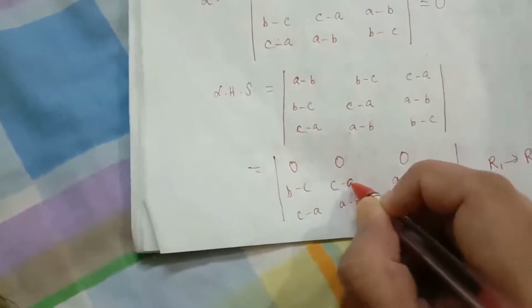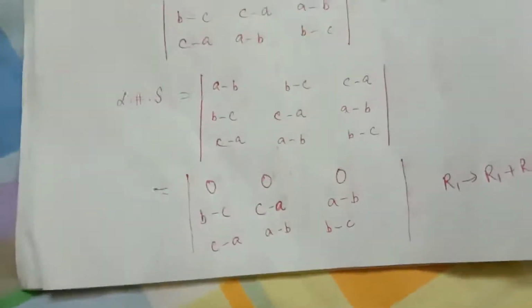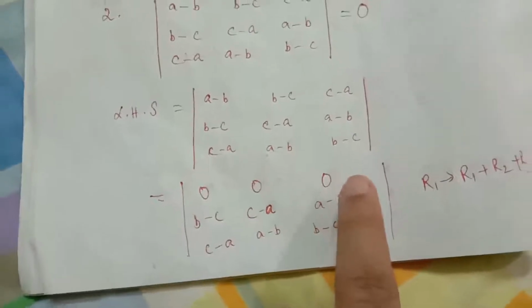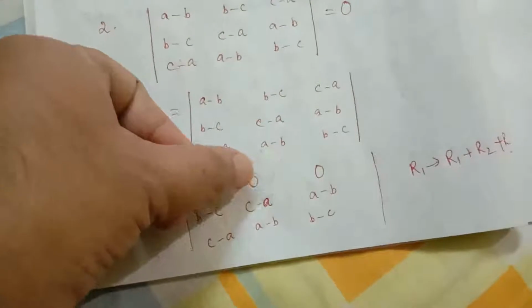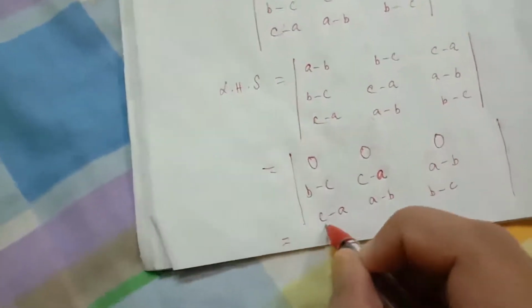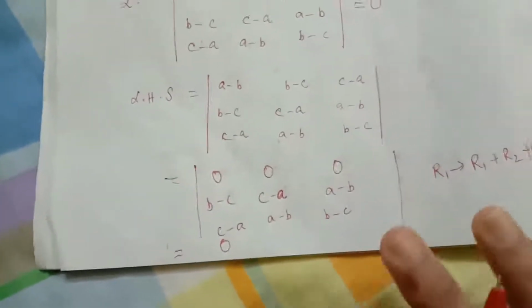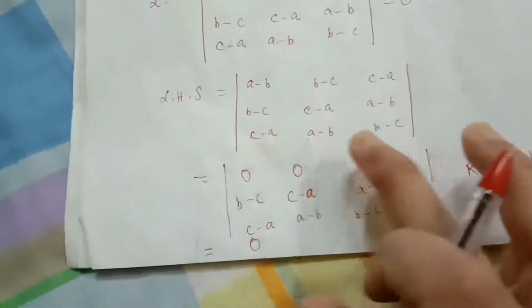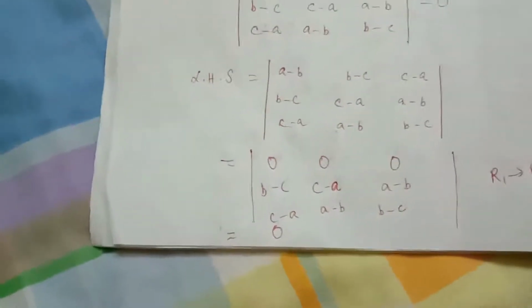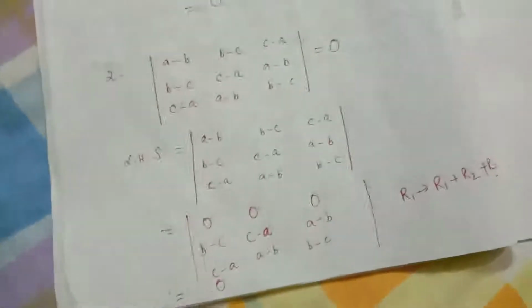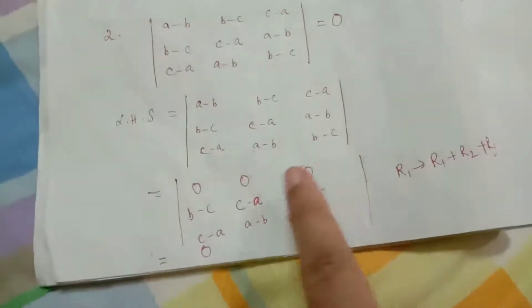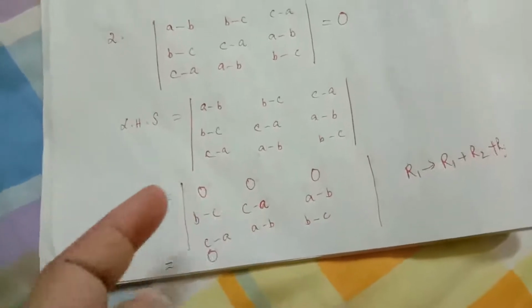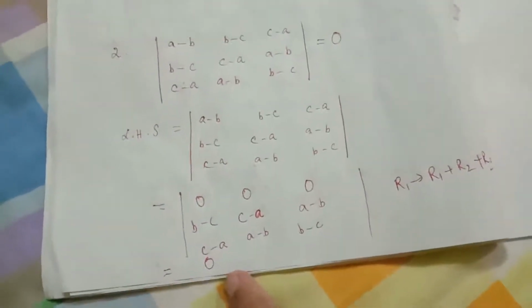Now you can see, as all the elements of the first row are 0, if we expand along the first row, 0 into something, minus 0 into something, plus 0 into something, ultimately its value will be 0. You can consider this as a property also. If all the elements of a row are 0, the value of the determinant will be 0. If all the elements of a column are 0, then the value of the determinant will be 0.